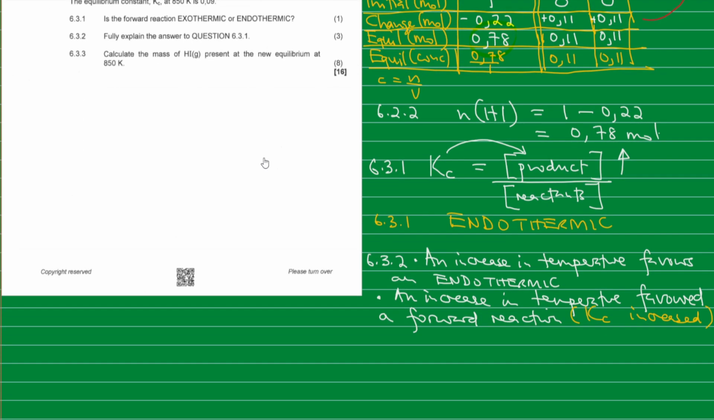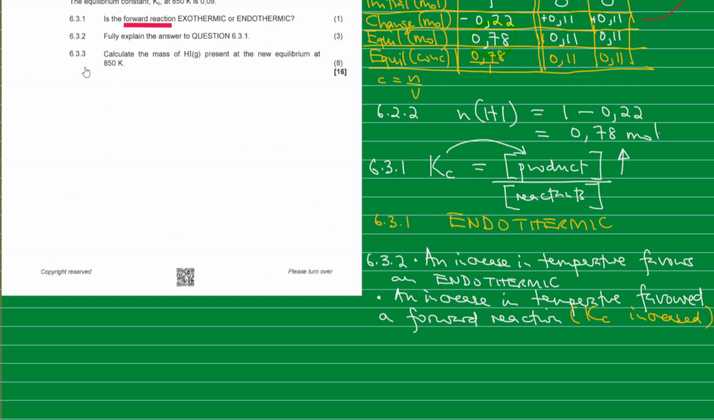An increase in temperature favored endothermic, and an increase in temperature favored a forward reaction because the Kc increased. Okay, so you can also say here that the Kc increased, therefore forward reaction is favored. So it means that the forward reaction is our endothermic reaction, which is what they are asking us here. Is the forward reaction exothermic or endothermic? If the forward reaction is endothermic, it means the reverse reaction is exothermic.